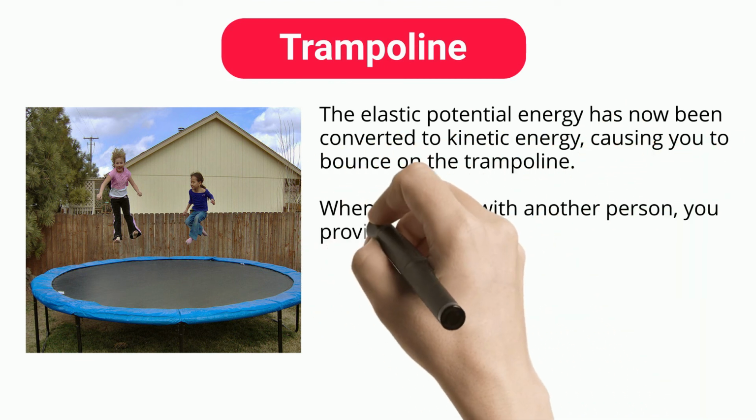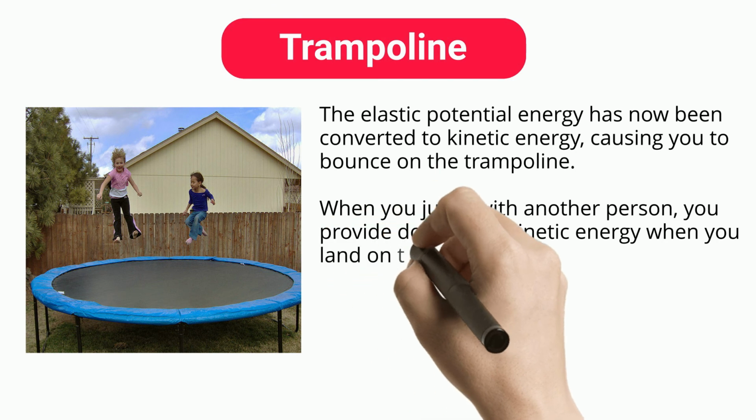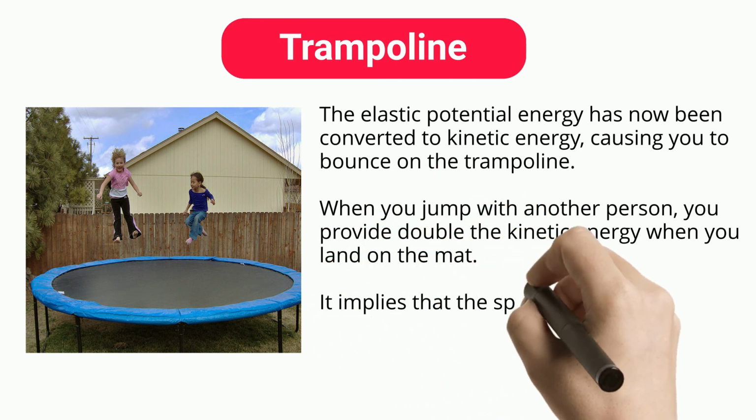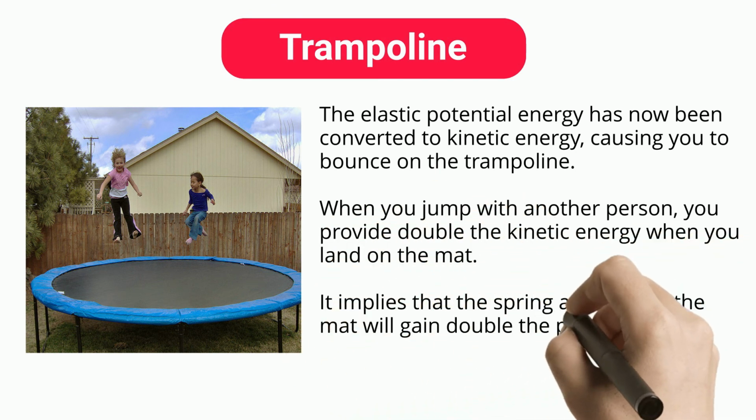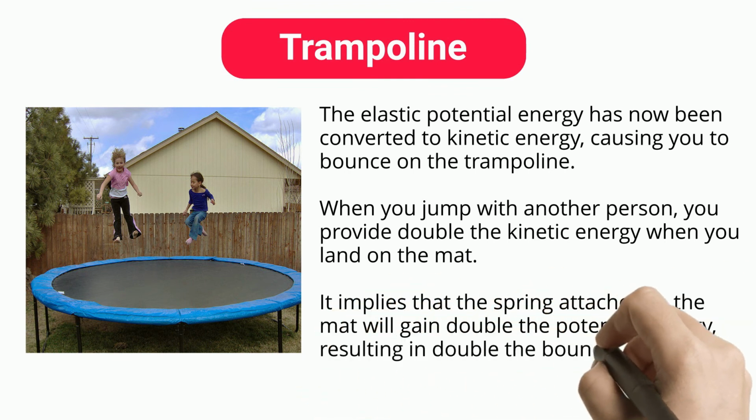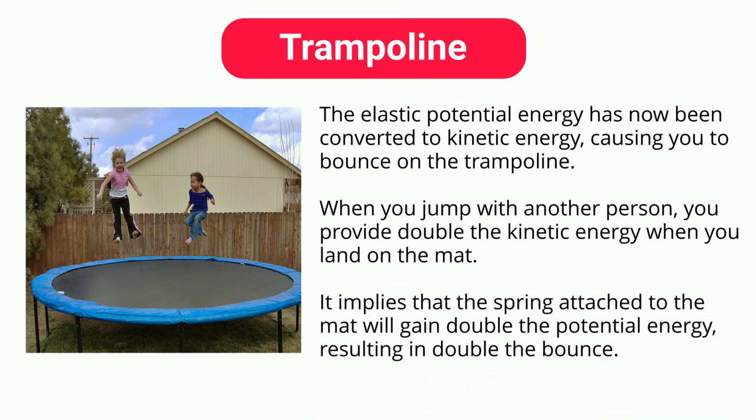When you jump with another person, you provide double the kinetic energy when you land on the mat. It implies that the spring attached to the mat will gain double the potential energy, resulting in double the bounce.